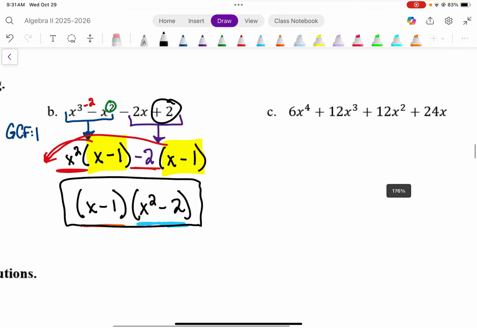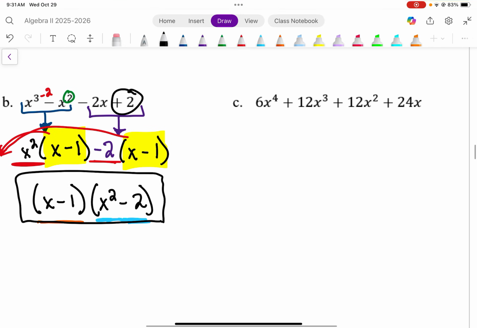The next one, hopefully you've tried it. You are going to start with your GCF. This one, I noticed all of these numbers are divisible by 6. And then also, we have x's with all of them, so I'm going to factor out that x with the lowest exponent, which would be 1.